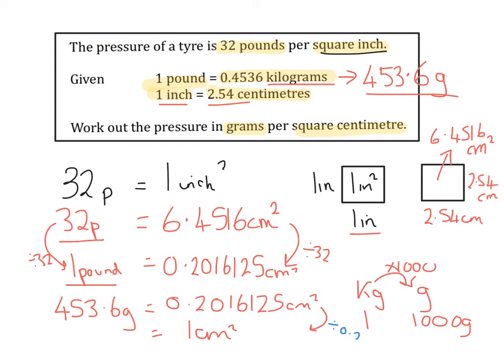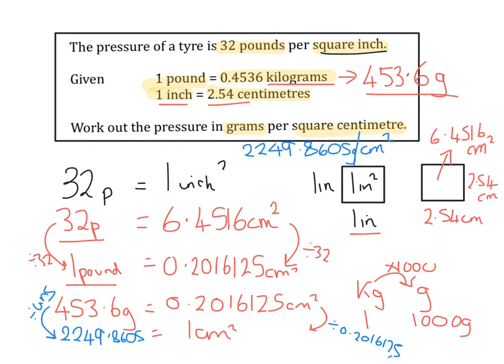So I'm dividing by 0.2016125 on that side. I need to divide that on this side as well, and luckily I kept that on my calculator, so now I can just press answer. So I can press 453.6 divided by answer, and it'll give me 2249.8605. So my answer is 2249.8605 per 1 centimetre squared. Sorry, that's grams per centimetre squared.